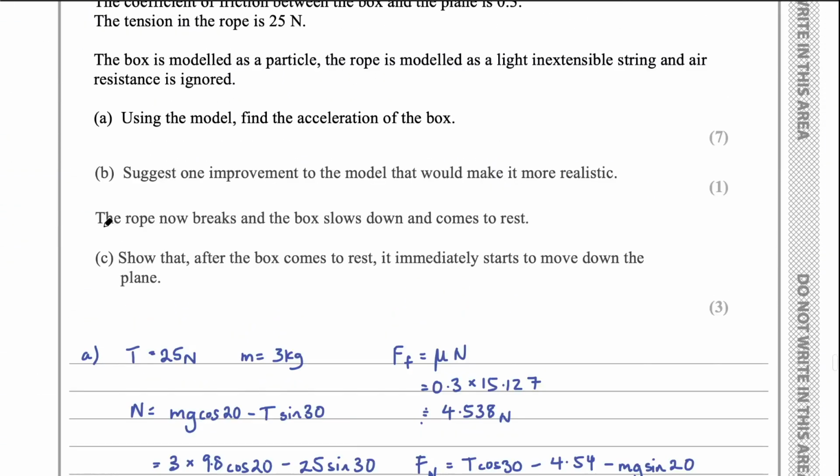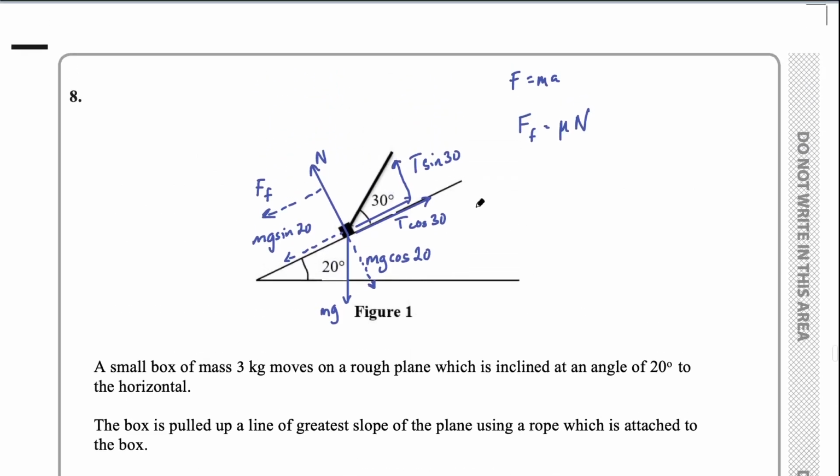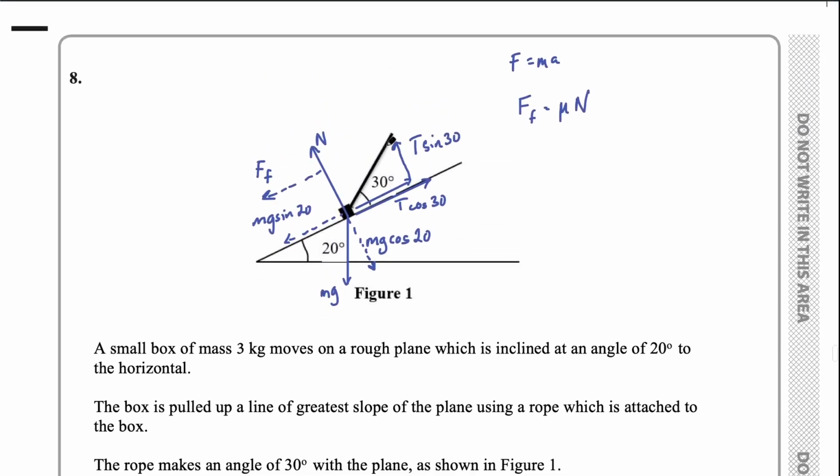Part C says, the rope now breaks and the box slows down and comes to rest. Show that after the box comes to rest, it immediately starts to move down the plane. Okay, so let's go back to the diagram again. If the rope breaks, that means the tension force disappears. So we wouldn't have this force anymore. We wouldn't have the force pulling the particle up the slope.